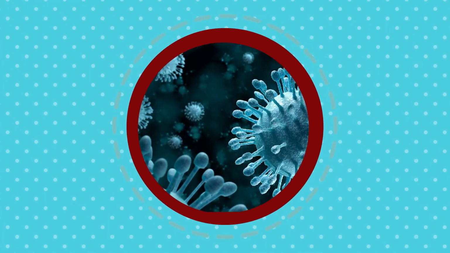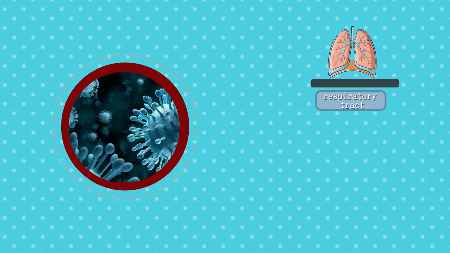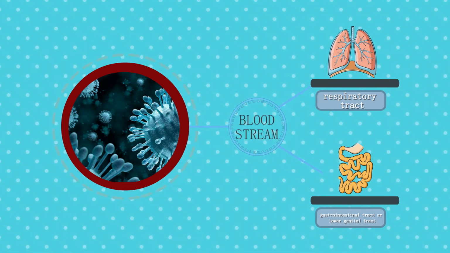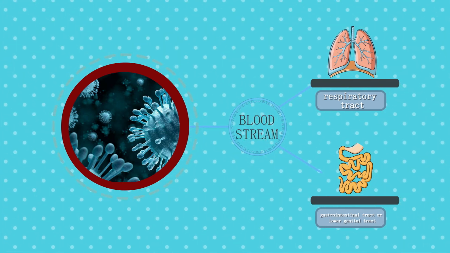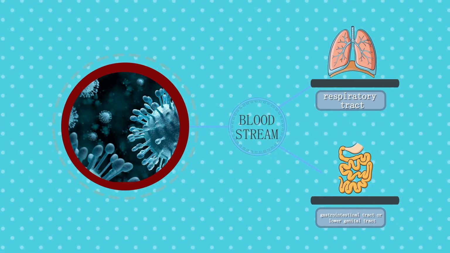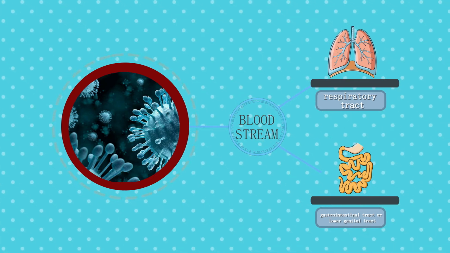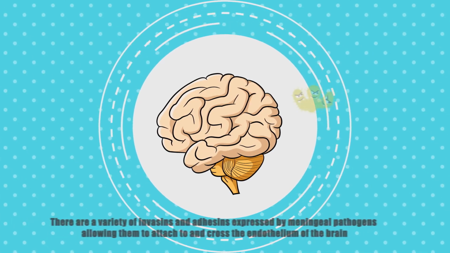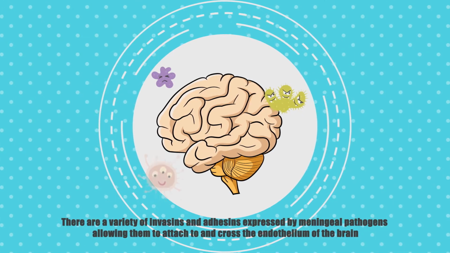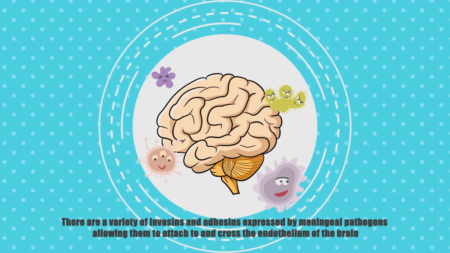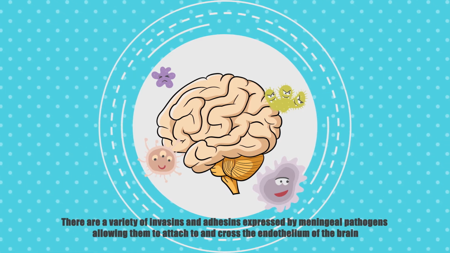Meningeal pathogens can reach the leptomeninges through the bloodstream. The pathogens that colonize the epithelium of the meninges first colonize the respiratory tract, gastrointestinal tract, or lower genital tract. There are a variety of invasins and adhesins expressed by meningeal pathogens, allowing them to attach to and cross the endothelium of the brain.